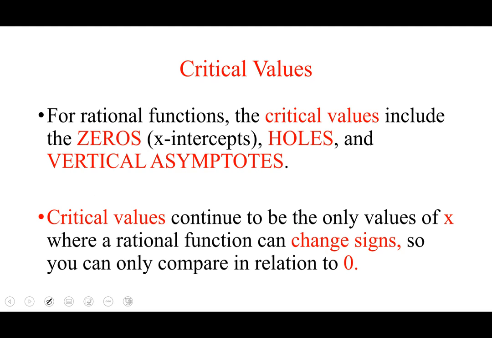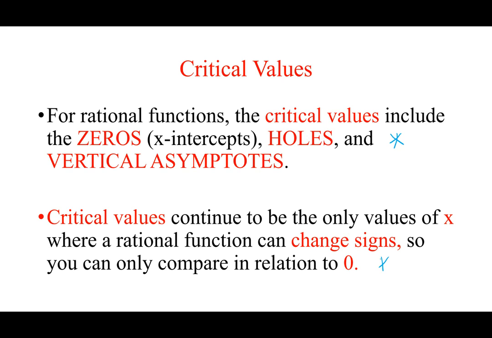So first of all, when it comes to rational functions, we have to extend our definition of critical values. In the first bullet, please make sure you're aware that for rational functions, the critical values now include any of the zeros, which are of course the x-intercepts, any of the holes, also known as the points of discontinuity, and any of the vertical asymptotes. So you basically have way more options for what can be a critical value. Basically what this first bullet says is it's anywhere that the numerator or denominator is equal to 0. So when it comes to rational functions, you're going to have many more critical values.